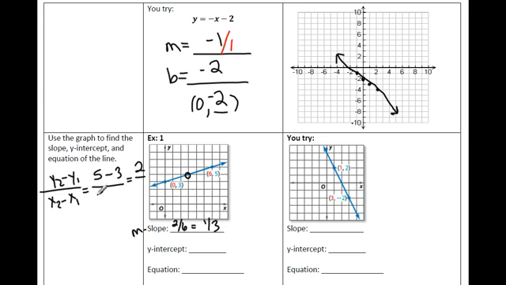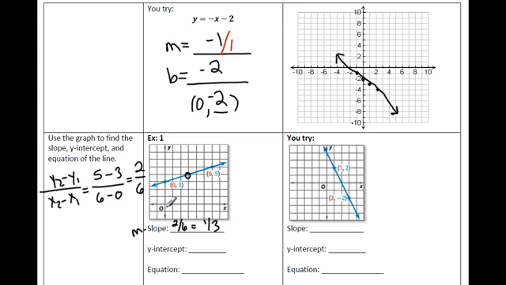Denominator: the second x-coordinate is a 6. The first x-coordinate was a 0. 6 minus 0 is 6. And there's the 2 over 6, which would simplify to 1/3. And remember, it doesn't matter which point you use as your first and second point, as long as you stay consistent. My y-intercept, I look on the y-axis.